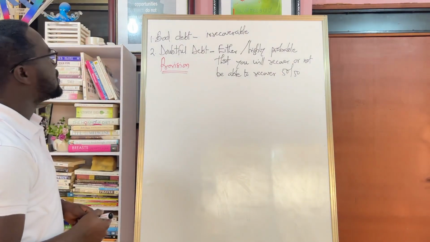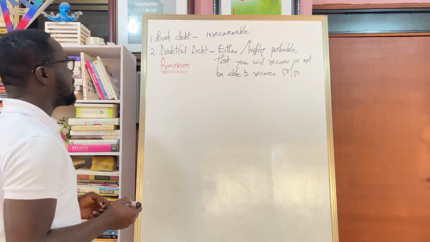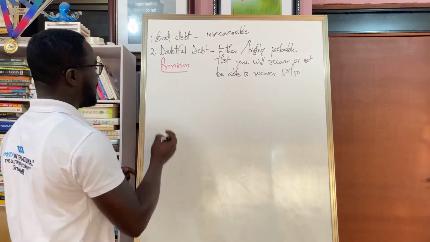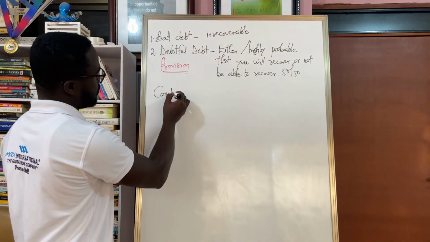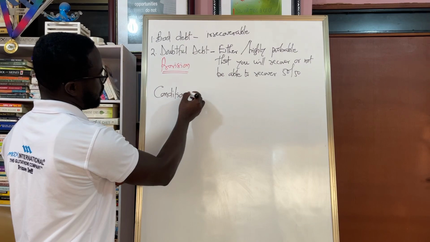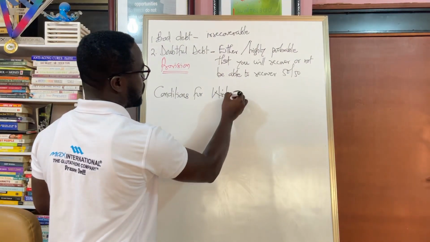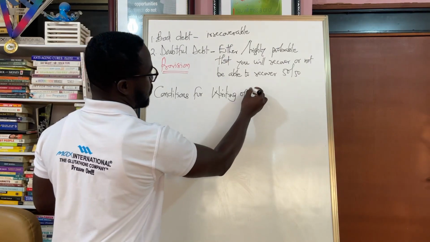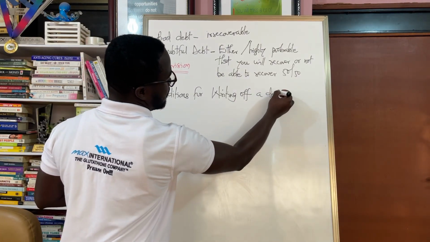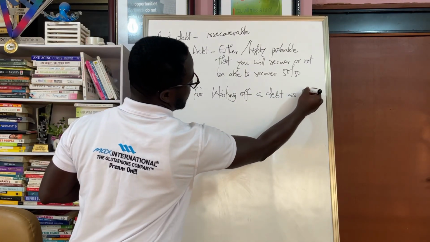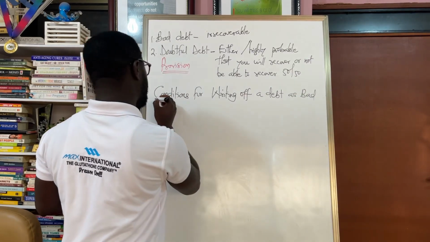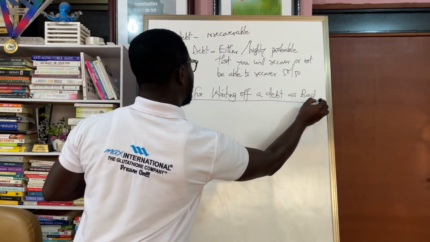What are the conditions that will let an entity write a debt off as bad? What are the conditions for writing off a debt as bad?